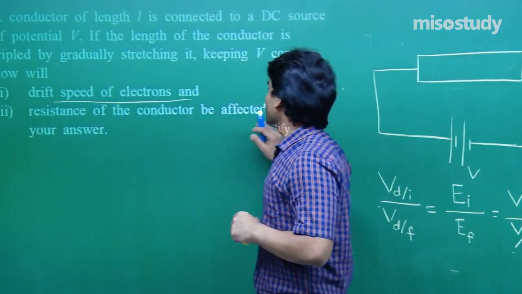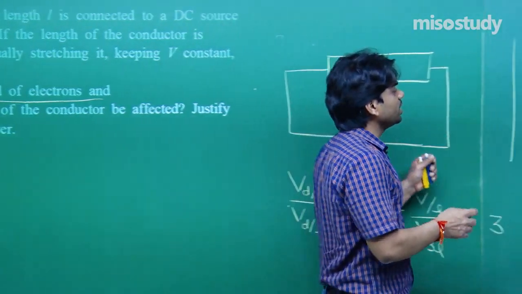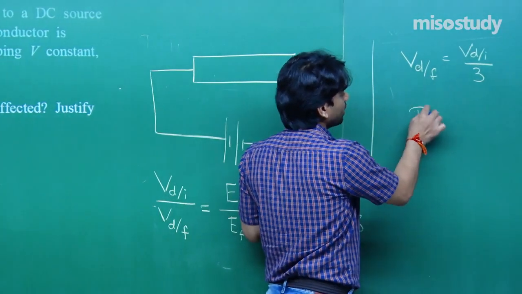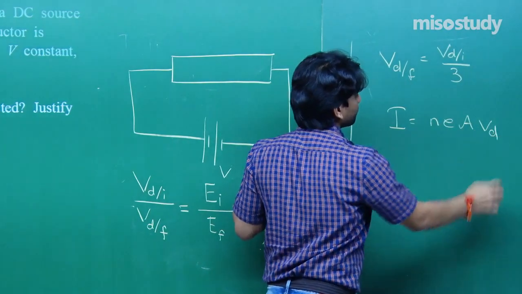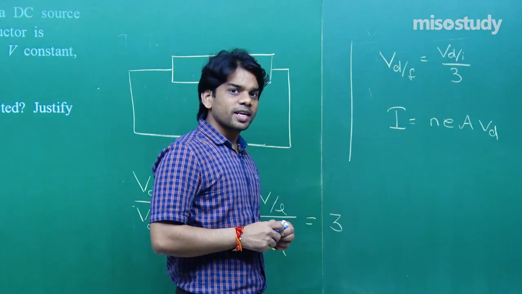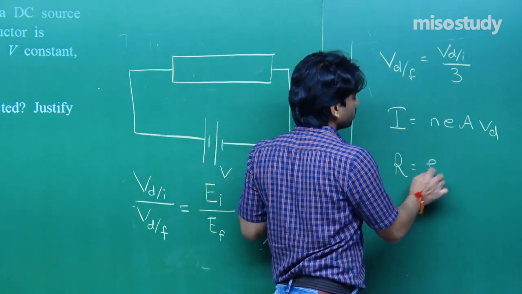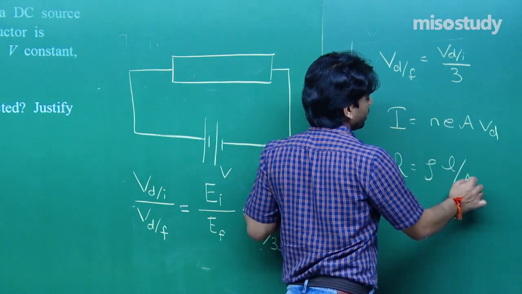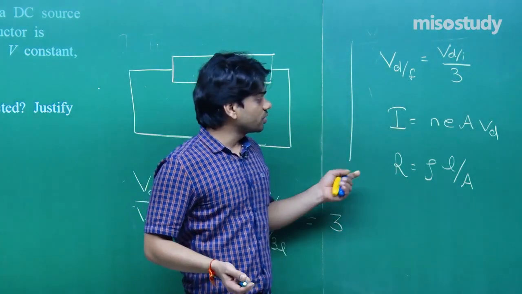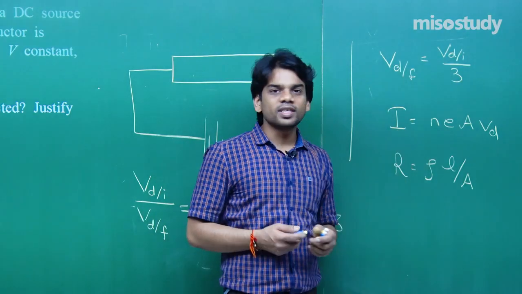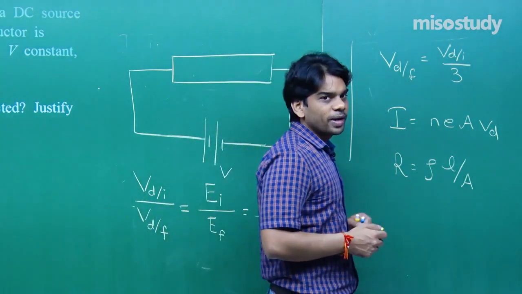Will the resistance of the conductor be affected? Justify your answer. How is the resistance affected? Now we all know that I is equal to neAvd. We all know this. Resistance I want to compare, or we can write R equals rho L by A. This is also we can use for the conductor, or even you can use this, and you can reach the value of resistance. So if I use this, R equals rho L by A.